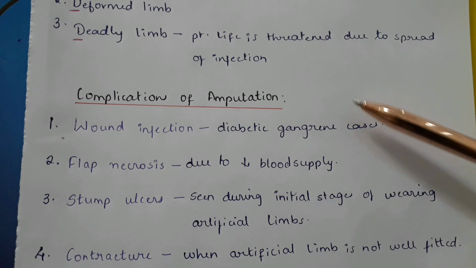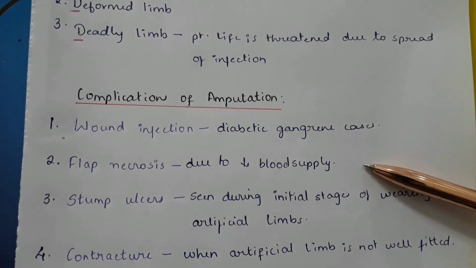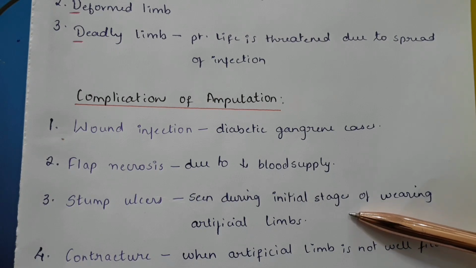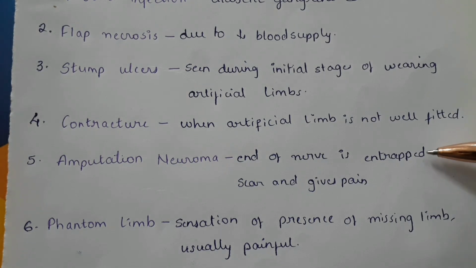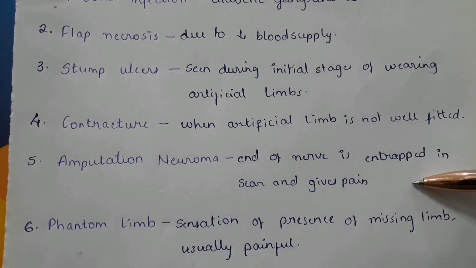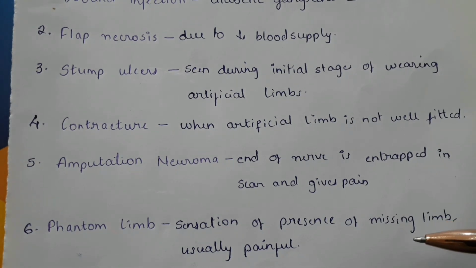Complications of amputation. Wound infection, which is seen in diabetic gangrene cases, flap necrosis due to decreased blood supply, stump ulcers, seen during initial stages of wearing artificial limbs, contractures when the artificial limb is not well fitted, amputation neuroma, where the end of the nerve is entrapped in scar and gives pain, phantom limb, sensation of presence of missing limb, which is usually painful.